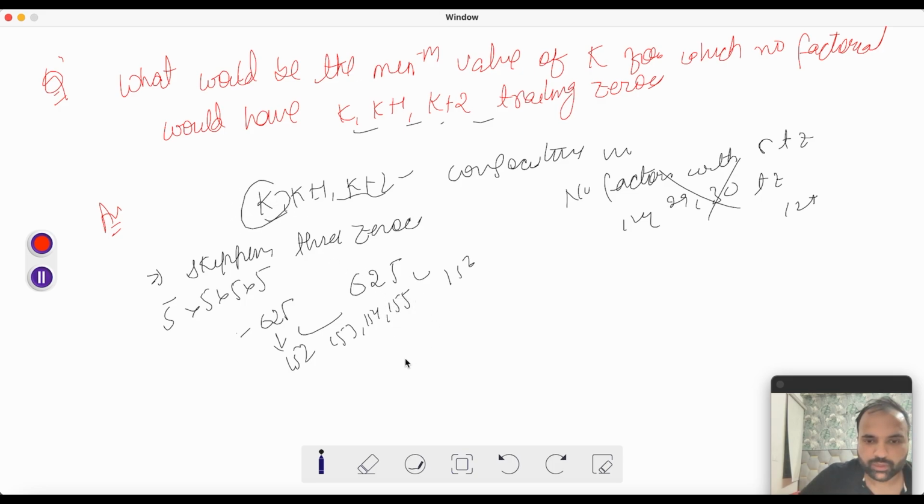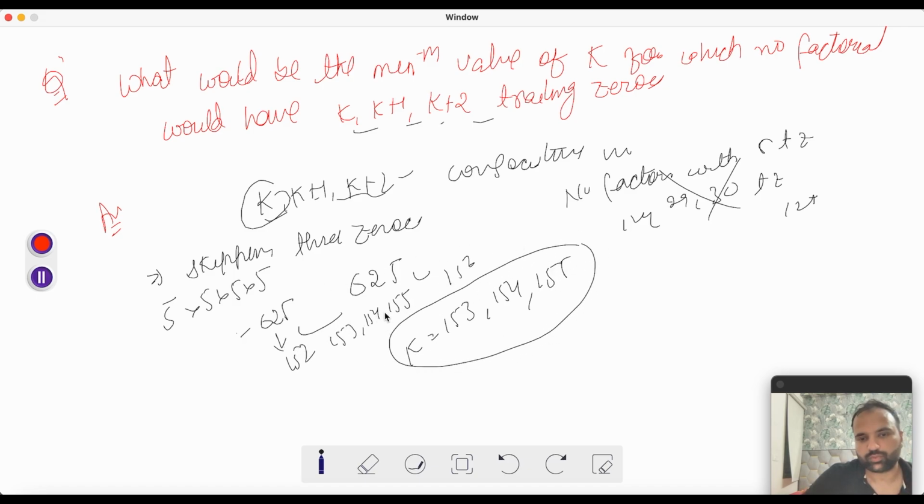Now, what is the minimum value of k? k is equal to 153, k plus 1 is 154, k plus 2 is 155. Just think, this is a very standard question, a very tricky question. Most of us would perceive it as a very, very tough question, which it can be if you have not understood the concept.